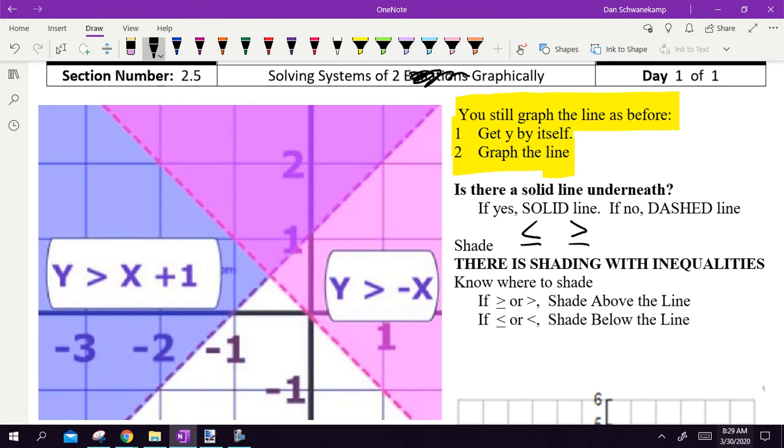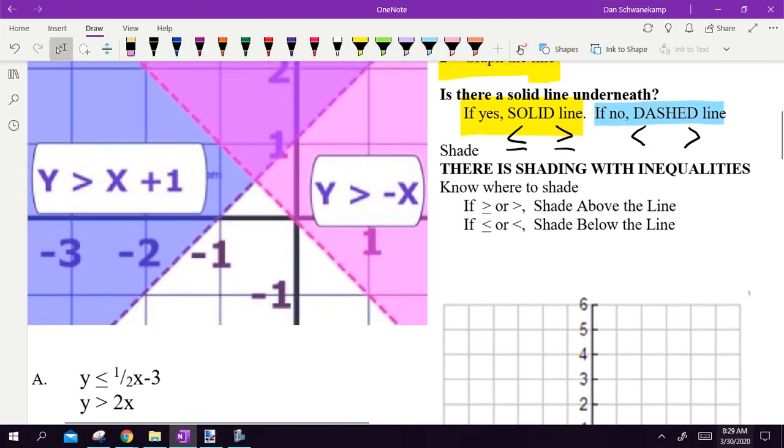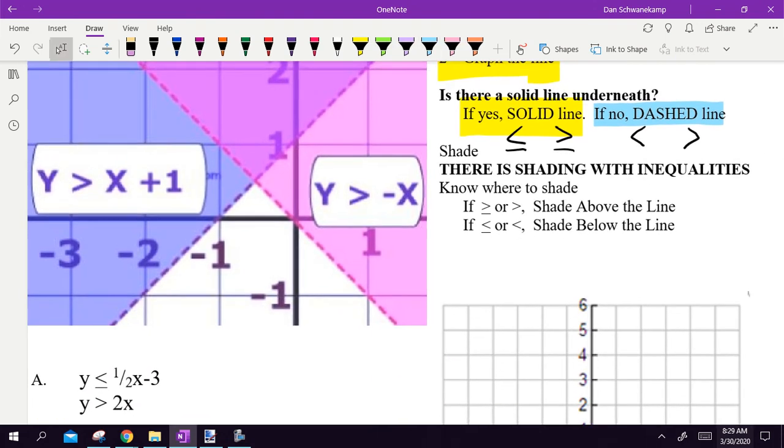If there is a solid line underneath your inequality, you're equal to it, so we are going to graph a solid line. If we don't have a solid line underneath, like just a less than sign or just a greater than sign, then we are not going to include that line, because that means that we are not actually equal to that line. It is a break in our graph, so we're going to use a dashed line to represent that. And then the last thing we have to do is understand where to shade inequalities. Okay, we can do test points, and there's some different things we can do with that.